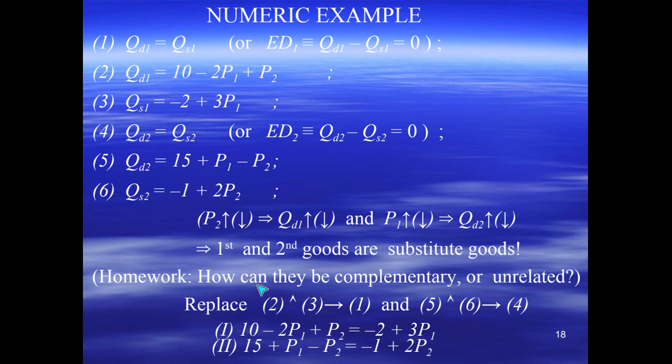Your homework will be: how can they be complementary or unrelated? Just discuss, make some other models where these goods are complementary or unrelated, for demand. For supply, at the limit they can be unrelated as here, or substitutes.